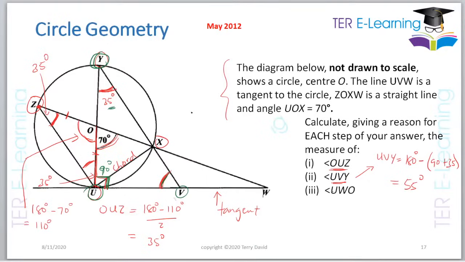Right, so that is UVY. So the last one now, we want angle UWO. So where is UWO? Let's see. So UWO is this angle here. This is the angle that they want here, right? So we know this is 55 degrees, right? So we want this angle here. Right, so anybody, UWO.